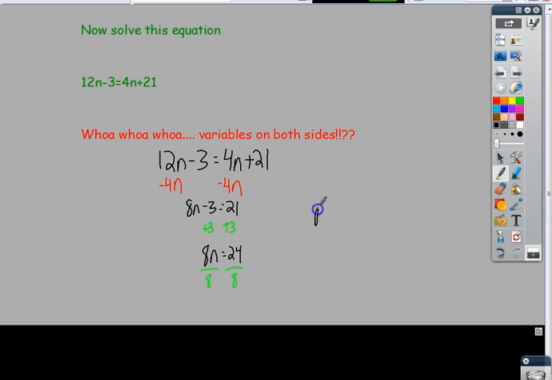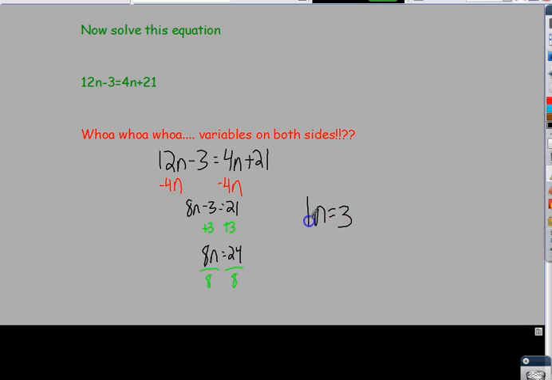And I get n to be 3 in this case. Now, how could you check this answer? Well, luckily, I have something I know is absolutely 100% stone cold correct. The problem. Which means, if I put 3 back in for n here, I should get the correct answer.